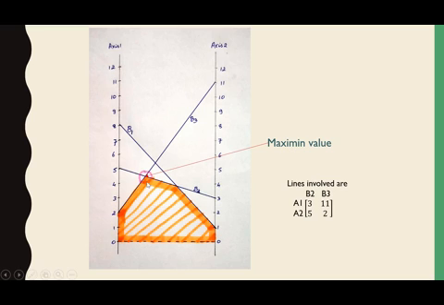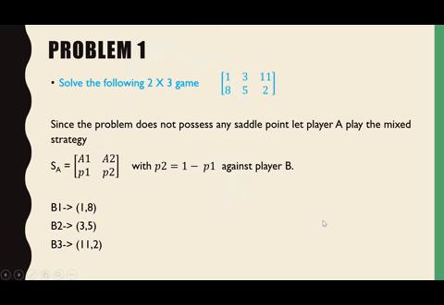Which are the two lines involved in the intersection? B3 is one line and B2 is another line. So B1 can be skipped. Leave away B1. So your new matrix will be A1, A2, B2, B3. B1 is skipped, so my new matrix is 3, 5, 11, 2. Only 3, 5, 11, 2 is considered. B1 is skipped out, so 1, 8 you can leave.